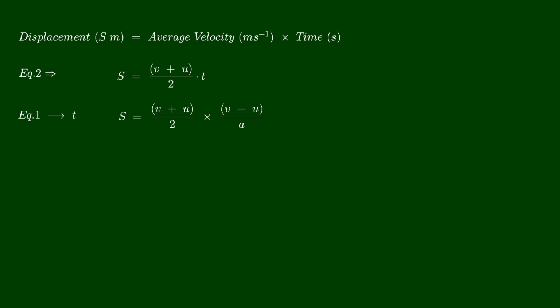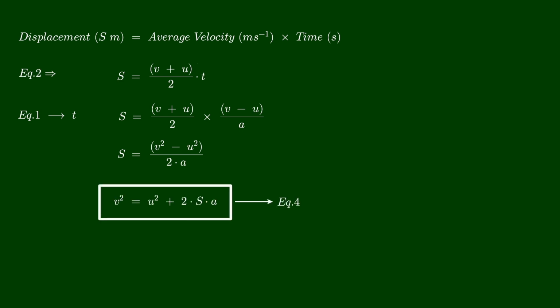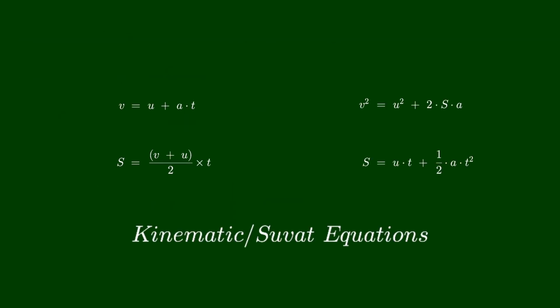Using equation 1, we can derive a formula for time. We can derive this equation when you substitute for time. After rearranging the parameters, we can derive this equation. Let's call it equation 4. These four equations are called kinematic or SUVAT equations. These four equations will come in handy when you attempt to solve questions related to kinematics. Let's look at a question and apply what we have learned so far.